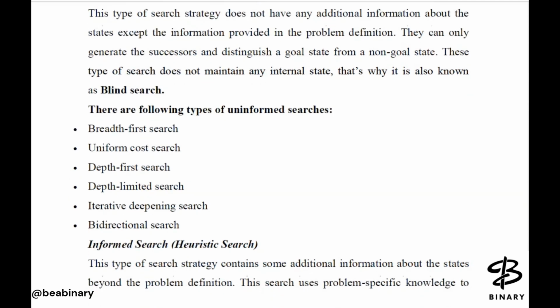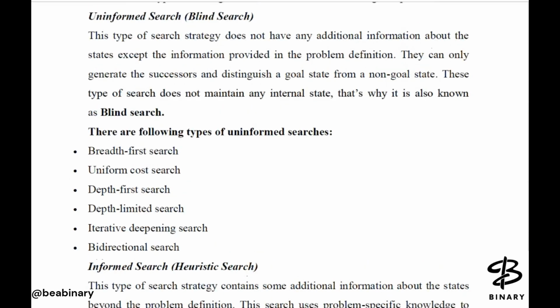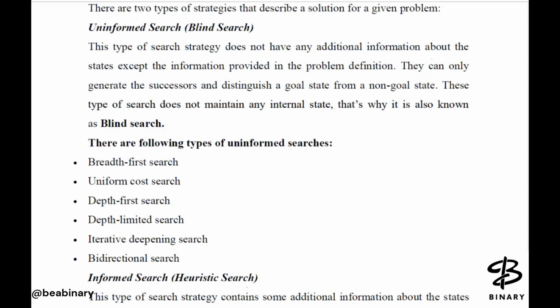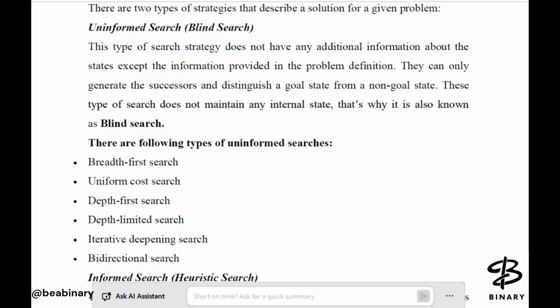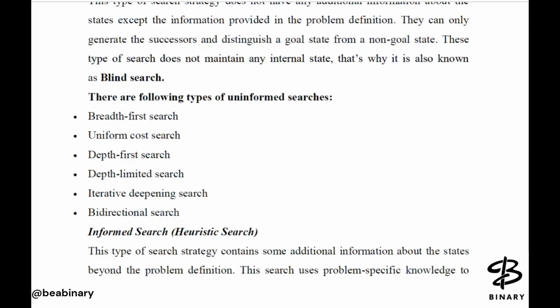So first we are talking about the uninformed search, right? In which we are talking about the blind search, in which there is no additional information present about the states or the problem, just the problem definition is there. By performing all these kinds of searches, which come under the uninformed searches, the BFS, UCS, DFS, DLS, iterative deepening search, and the bidirectional search, we will perform the uninformed searches.